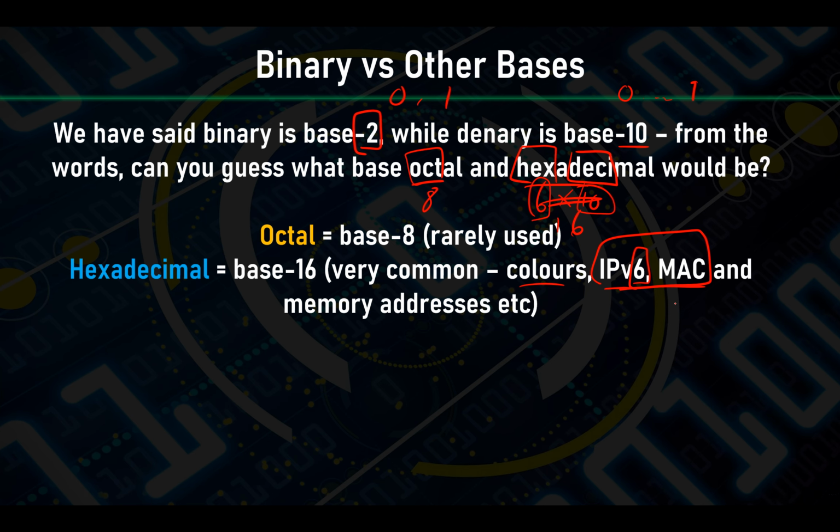This is going to be 12 hexadecimal digits. The first six are going to be assigned by the manufacturer, then the last six are going to be unique for the device. So it's broken into two parts. Also, memory addresses we can represent in hexadecimal.